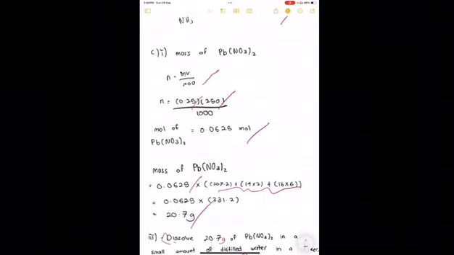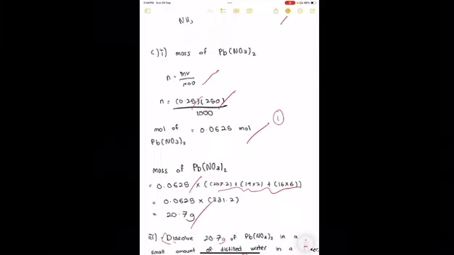For the C1 question, we can get 1 mark over here, then 1 mark over here. So we can get all the marks.